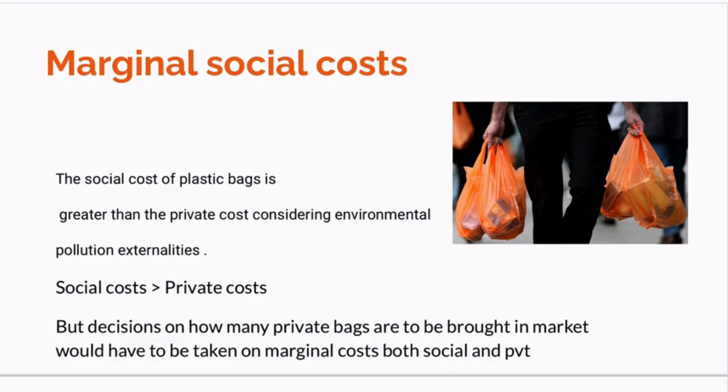So marginal social cost would be, in a way, the marginal private cost plus the additional cost of mitigating the negative externality, right? So these concepts are very useful. It is not simply enough to talk about the total social cost or the total private cost. It is equally important for us to understand this concept of marginal private cost and marginal social cost.